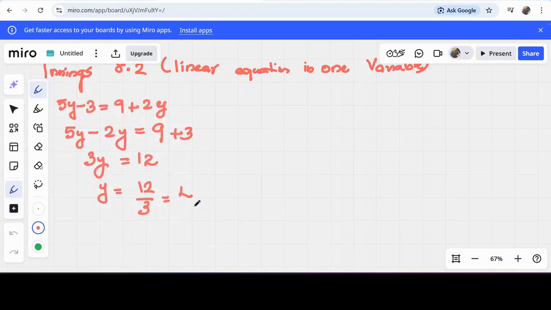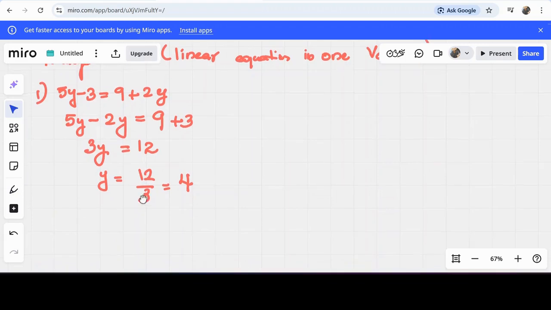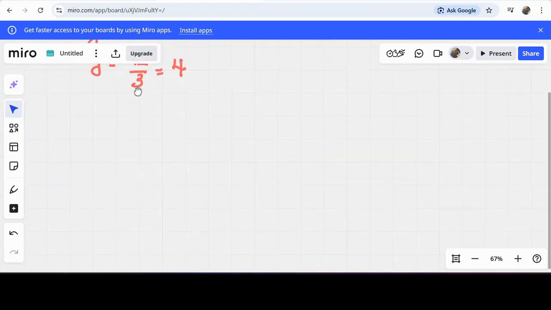So every time remember that we cannot add a variable to a number. Here you cannot add this 5y with minus 3, as well as this 9 with 2y. So I'll get the y value as what? 4. Okay, now the second question.